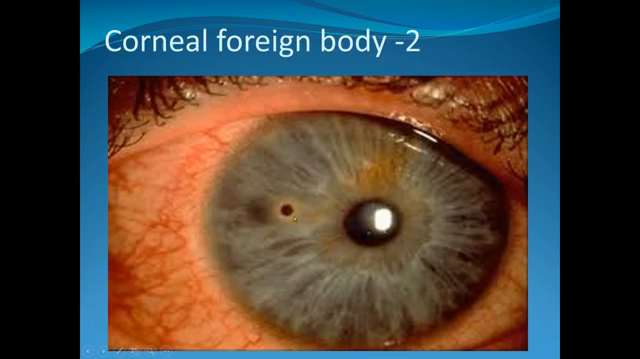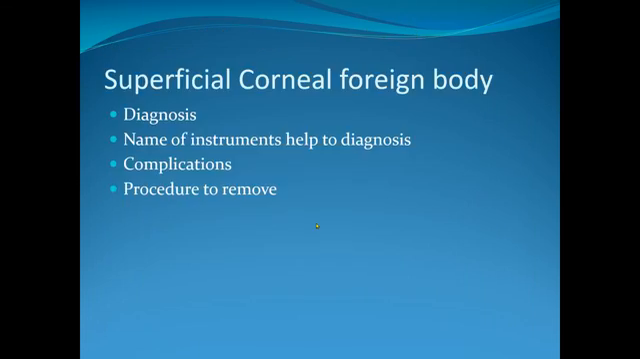This is the superficial corneal foreign body. So a question may arise: what is the diagnosis? This is a corneal foreign body, and how will you remove it? Another question set may arise: name the instrument that helps to diagnose. If there is a superficial corneal foreign body, the first instrument is the universal eye speculum. Why will you use the universal eye speculum? Because the universal eye speculum helps to expose the eyeball. It is an important instrument.